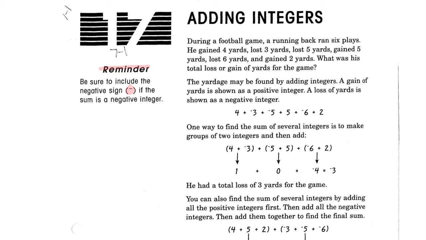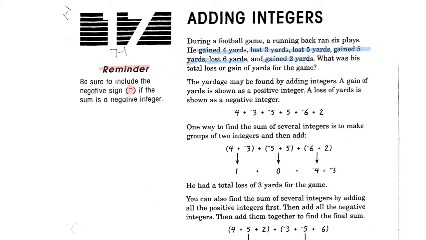It says during a football game, a running back ran back 6 plays. He gained 4 yards, lost 3, lost 5 yards, gained 5 yards, lost 6 yards and gained 2 yards. What is his total loss or gain of yards for the game? The yardage may be found by adding integers. A gain of yards is shown as a positive integer. The loss of yards is shown as a negative integer. So we have 4 plus negative 3 plus negative 5 plus 5 plus negative 6 plus 2.